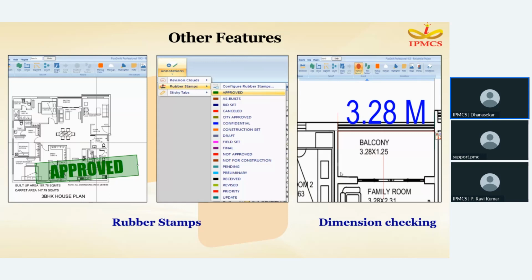Some of them are the rubber stamp options. While I do my quantity takeoff or a review of work, we can use these rubber stamps to make annotations over the drawing, like approved, rejected, pending. Those kinds of annotations we can insert in the drawings. And we can check our dimensions. As we know, we can correct the scale in the same way. We can check whether the drawing is in proper scale or not.